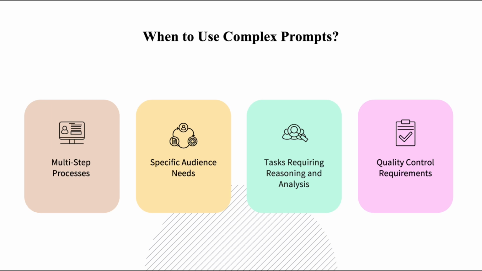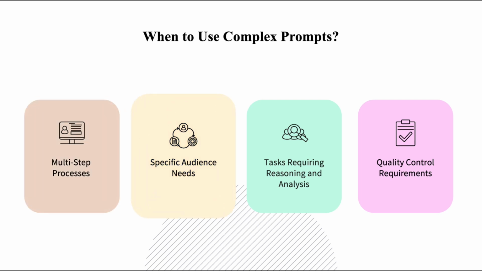When to use complex prompts. We use complex prompts when we have specific requirements for the purpose that a simple prompt cannot fulfill. Multi-step process. We use complex prompts for the tasks that involve multiple steps, different types of information, or coordinated elements that must work together. Complex prompts help guide the AI assistant through the entire process.